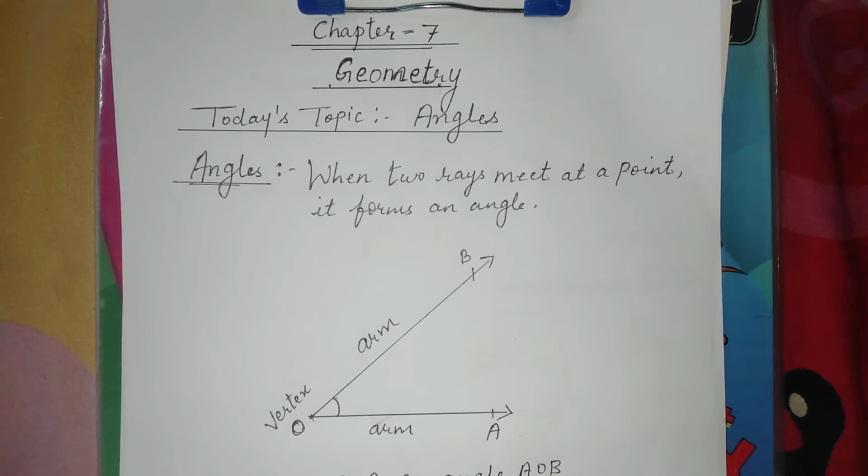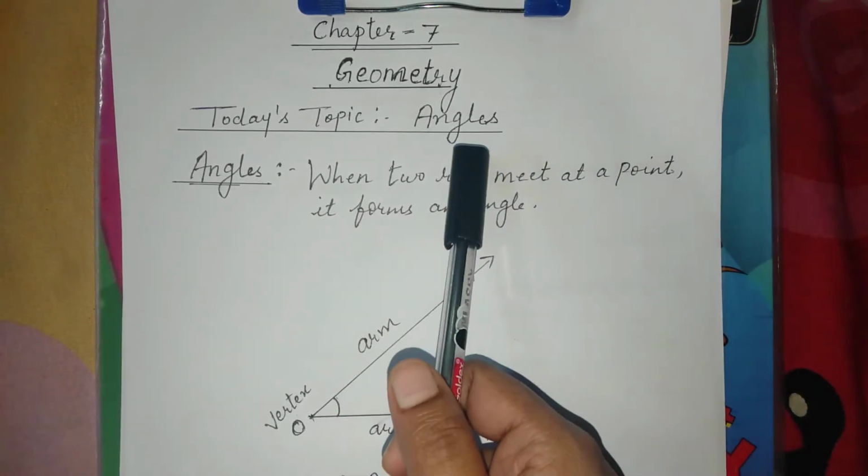Children, today we are going to learn a new chapter, that is geometry. You have already learned this chapter in your previous class, that is class 4th, so you have basic knowledge about it. We will learn deeply from this chapter in the present class, that is 5th standard. So let's start our first topic, that is angles.